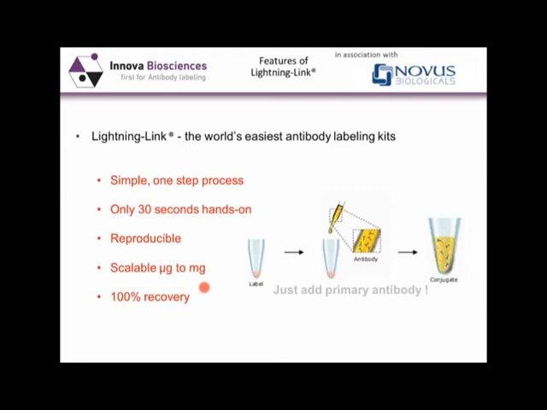The process is extremely simple. You take your label, which is in the kit from Innova Bioscience. You very simply modify the antibody with one of the reagents that is present simply by adding a small volume of that. Mix the antibody to the label. Incubate for probably 3 hours, overnight if you prefer. Stop the reaction and you have your conjugate ready.